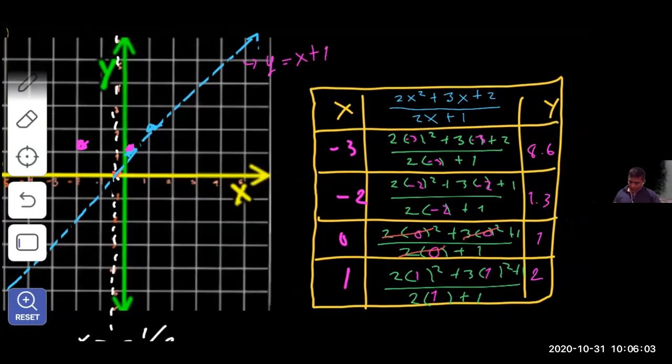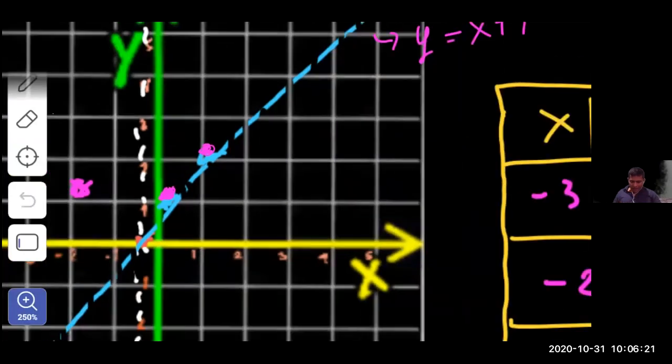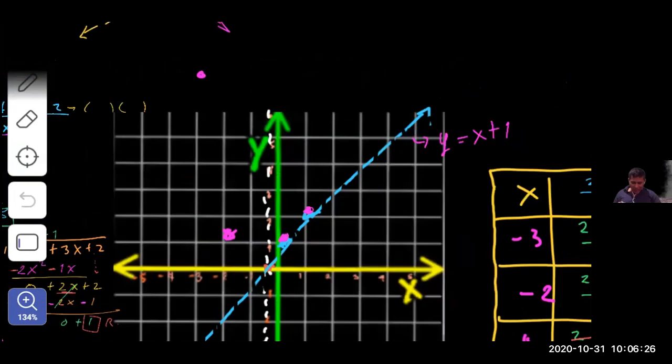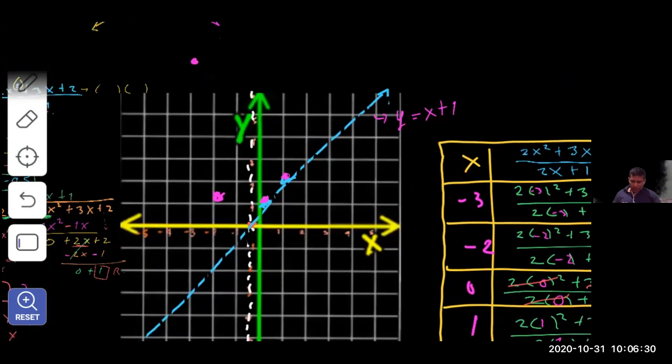And the other one, guys: 1 for x and how many for y? 1 for x and 2 for y. It's going to be here. Now, guys, we can graph this. How are we going to do that? Take a look. We know that this is my oblique asymptote. The graph is going to be approaching that, and this is another asymptote.